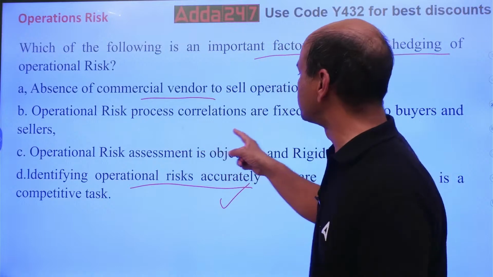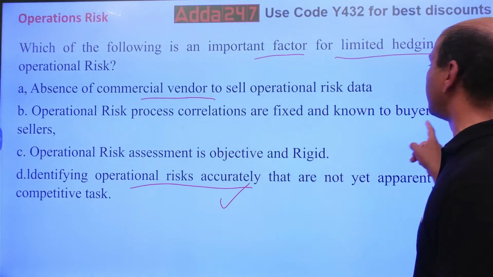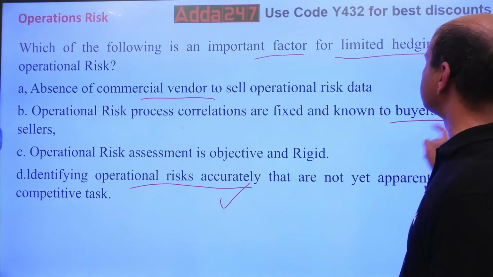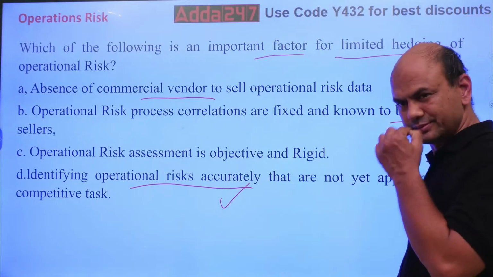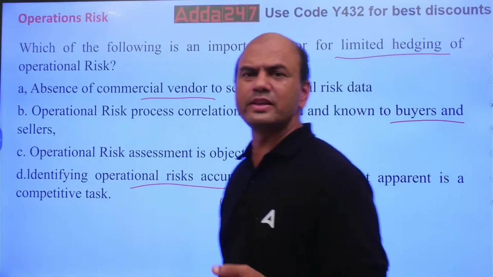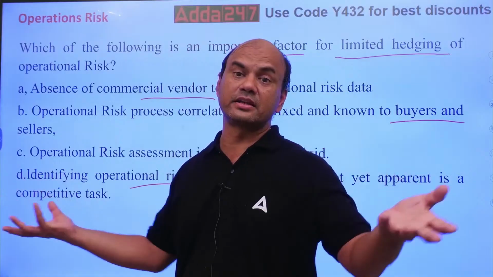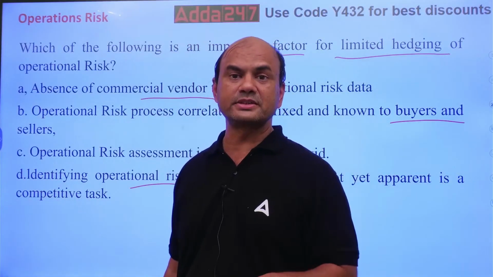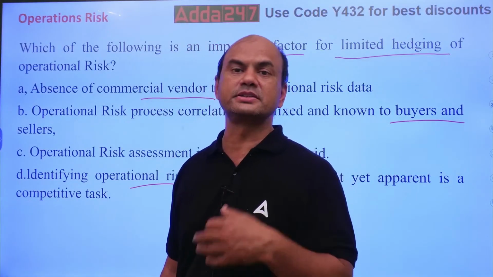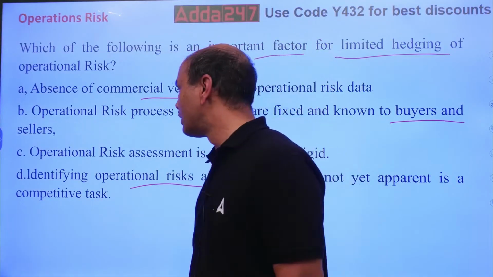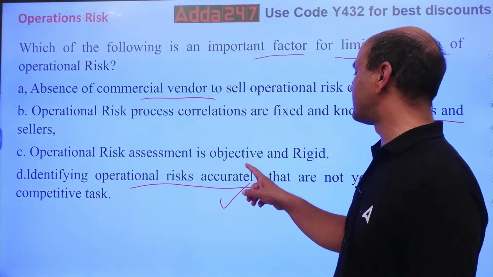Operational risk process correlations are fixed and known to the buyers and the sellers. What happens by knowing to the buyers and sellers? How will they affect the operations risk? Buyers and sellers are external parties. Operations risk is related to your internal system. Again, no relation.